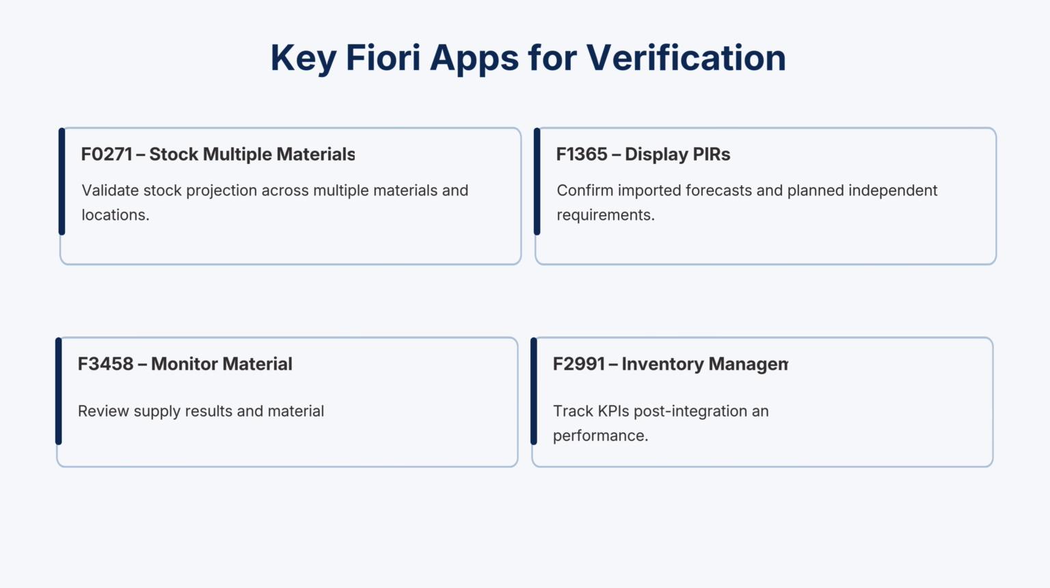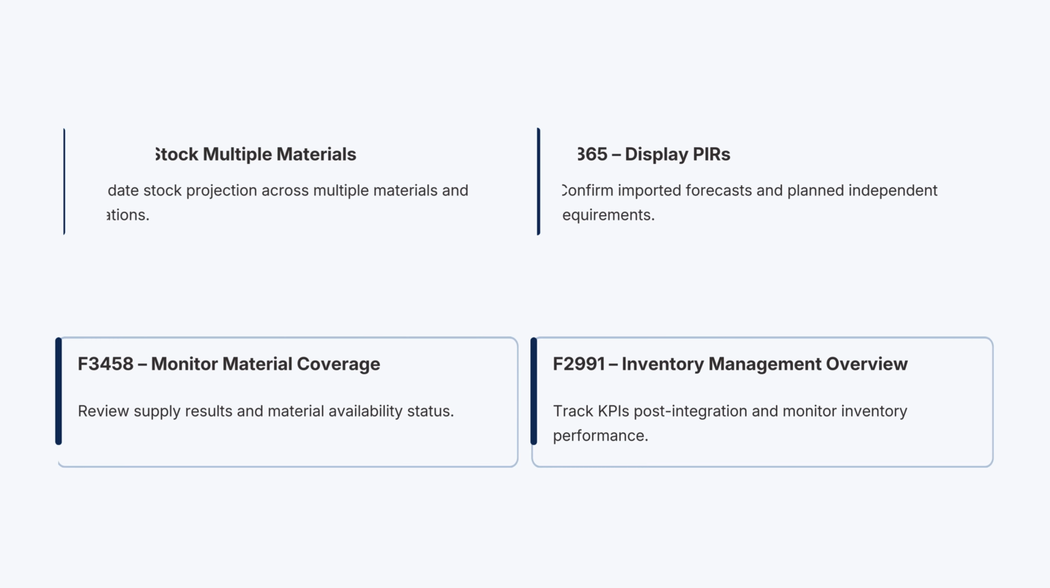Key Fiori apps for verification. Always verify data integration through the right apps. Use Stock, Multiple Materials, F0271 for stock visibility, Display PIRs, F1365 for forecast validation, Monitor Material Coverage, F3458 for supply plans, and Inventory Management Overview, F2991 for integrated analytics. These tools confirm your end-to-end integration results.